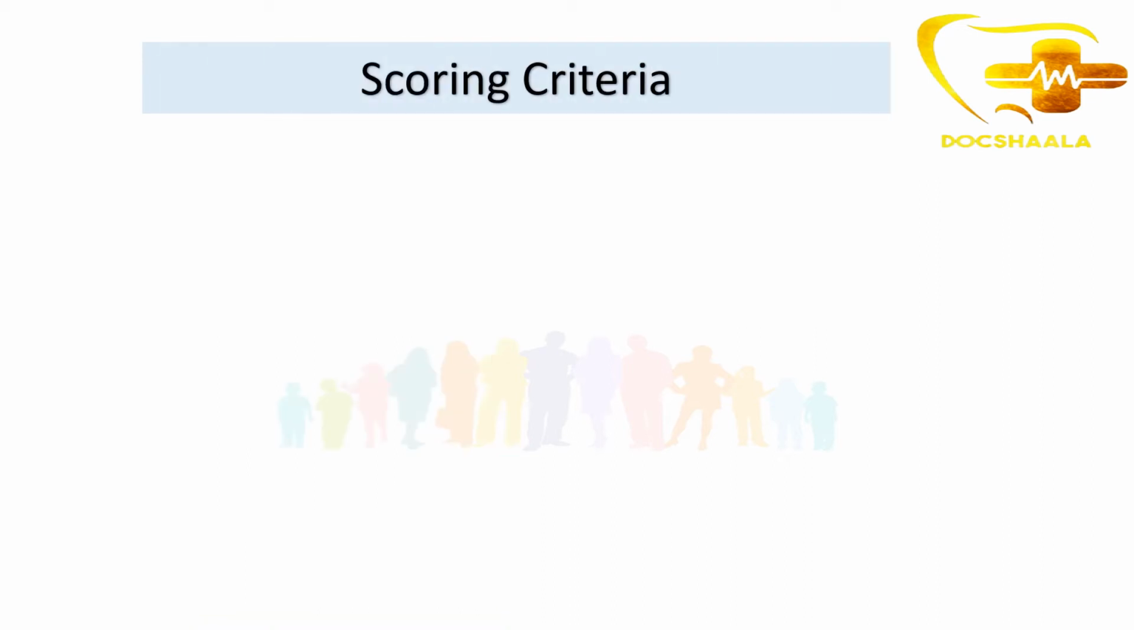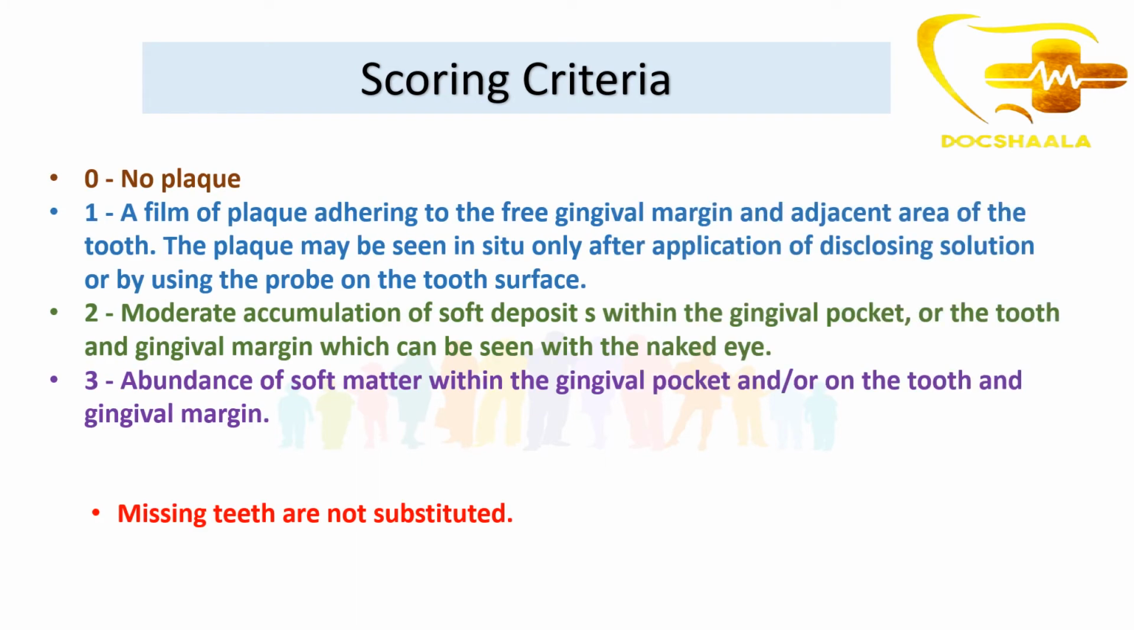Then coming to the scoring criteria, we give 0 for no plaque. If we observe no plaque, we give 0, and we give 1 for a film of plaque adhering to the free gingival margin and adjacent area of the tooth. The plaque may be seen in situ only after application of disclosing solution or by using the probe on the tooth surface. So this plaque cannot be seen with the naked eye. It can only be felt with the probe or seen when we have applied a disclosing solution.